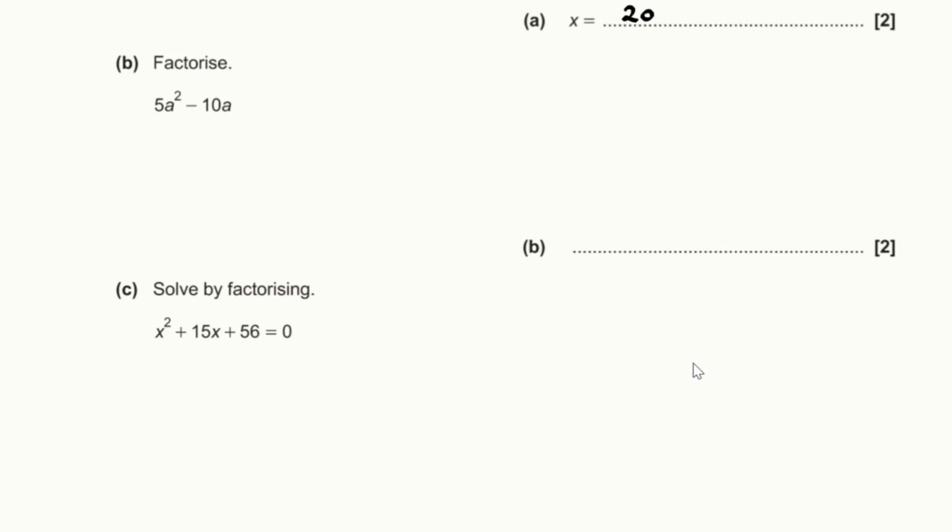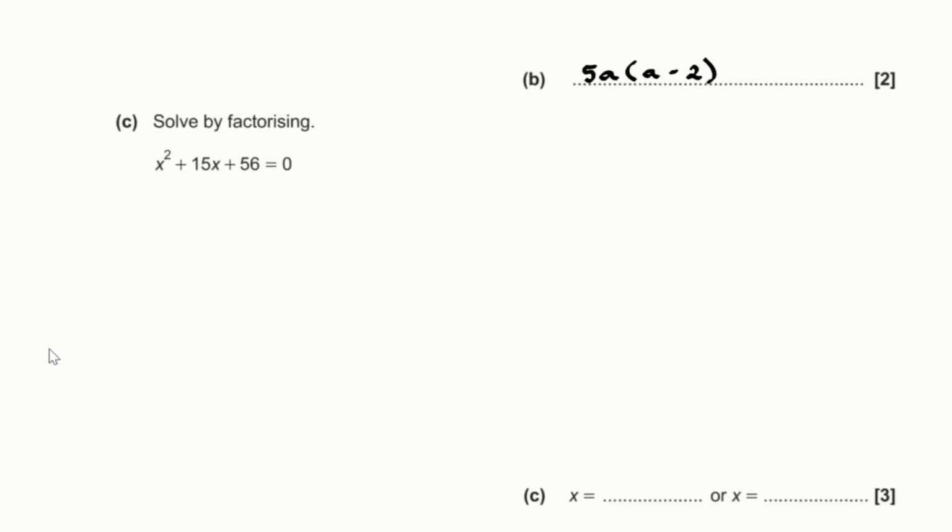Now for part B, we have to factorise 5a squared minus 10a. Well, what's common to both is a 5, and then an a is also common to both, and then inside the bracket we would have a minus 2. This expands to give 5a squared minus 10a.